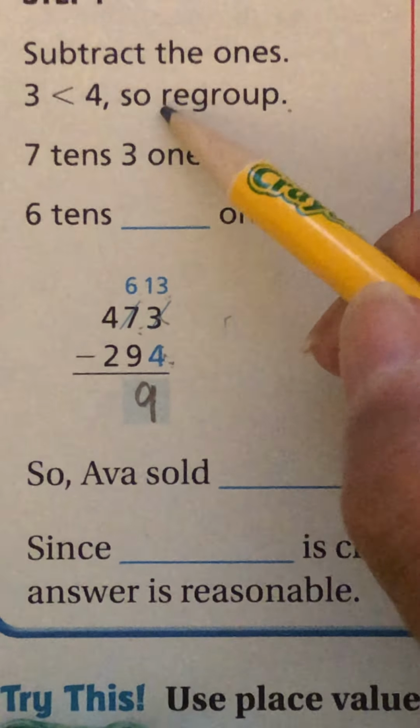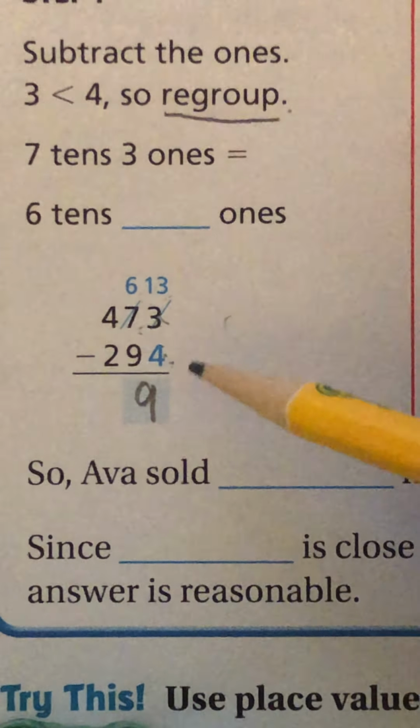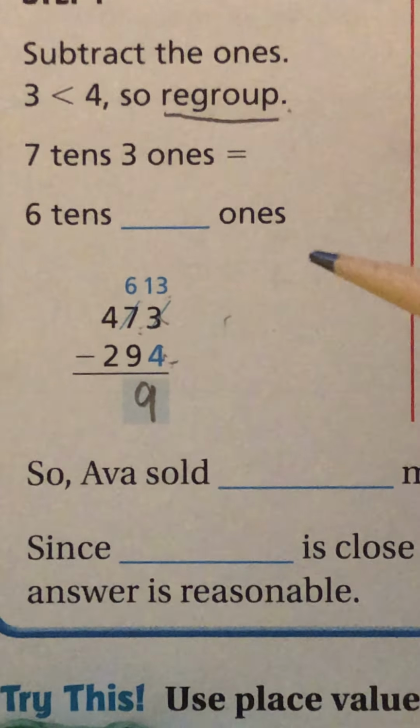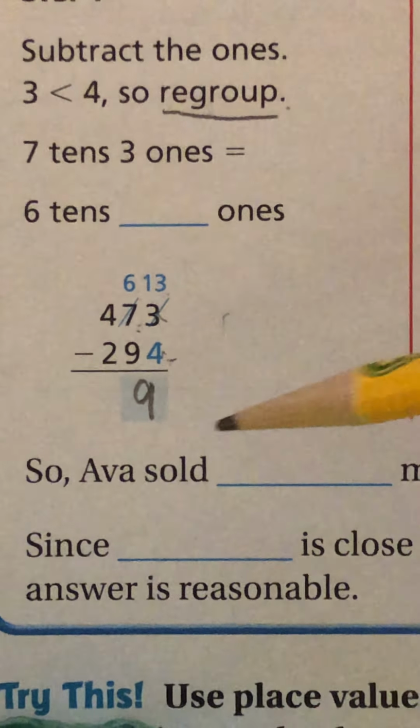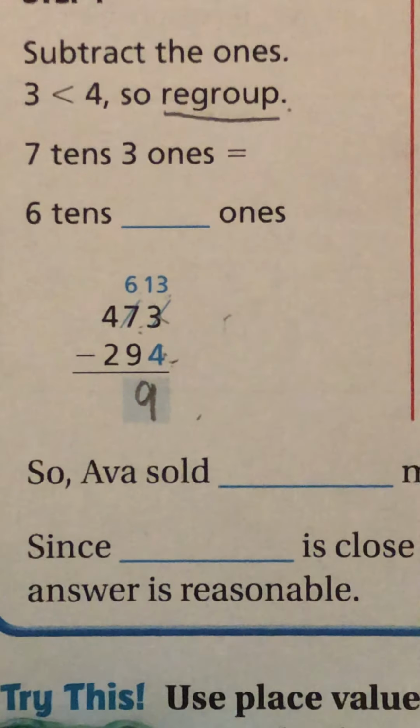So what did we do here? We had to regroup because there was more on the floor. We went next door and we got 10 more. That's the ones place. Now we're going to step 2.